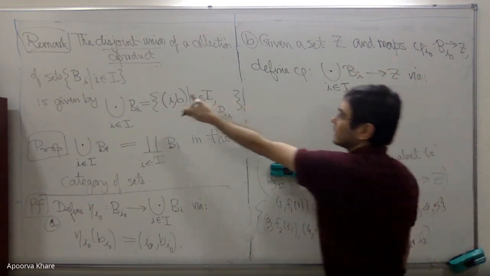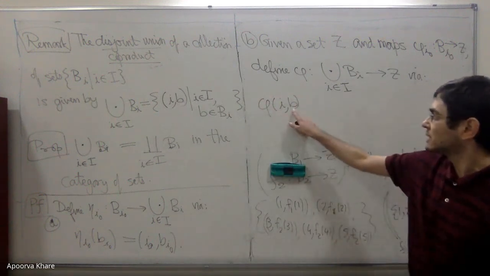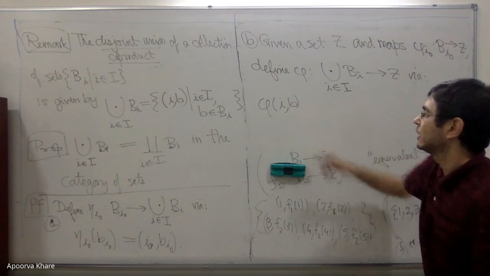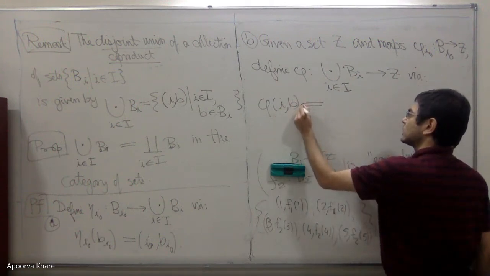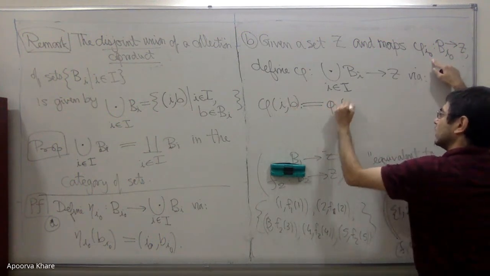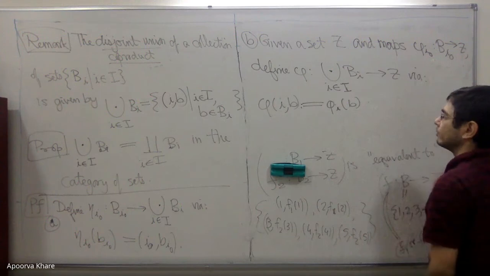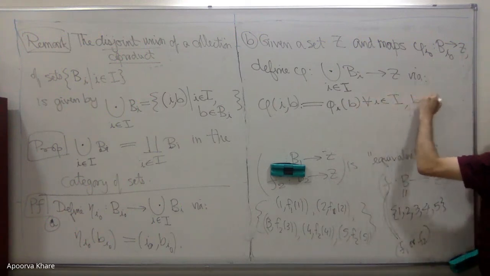How do you define it? Well, that's obvious. Phi of (i, b): the pair (i, b) means that b has come from B_i. So by definition, this equals phi_i of b, if it has come from B_i, for all i in I and b in B_i.